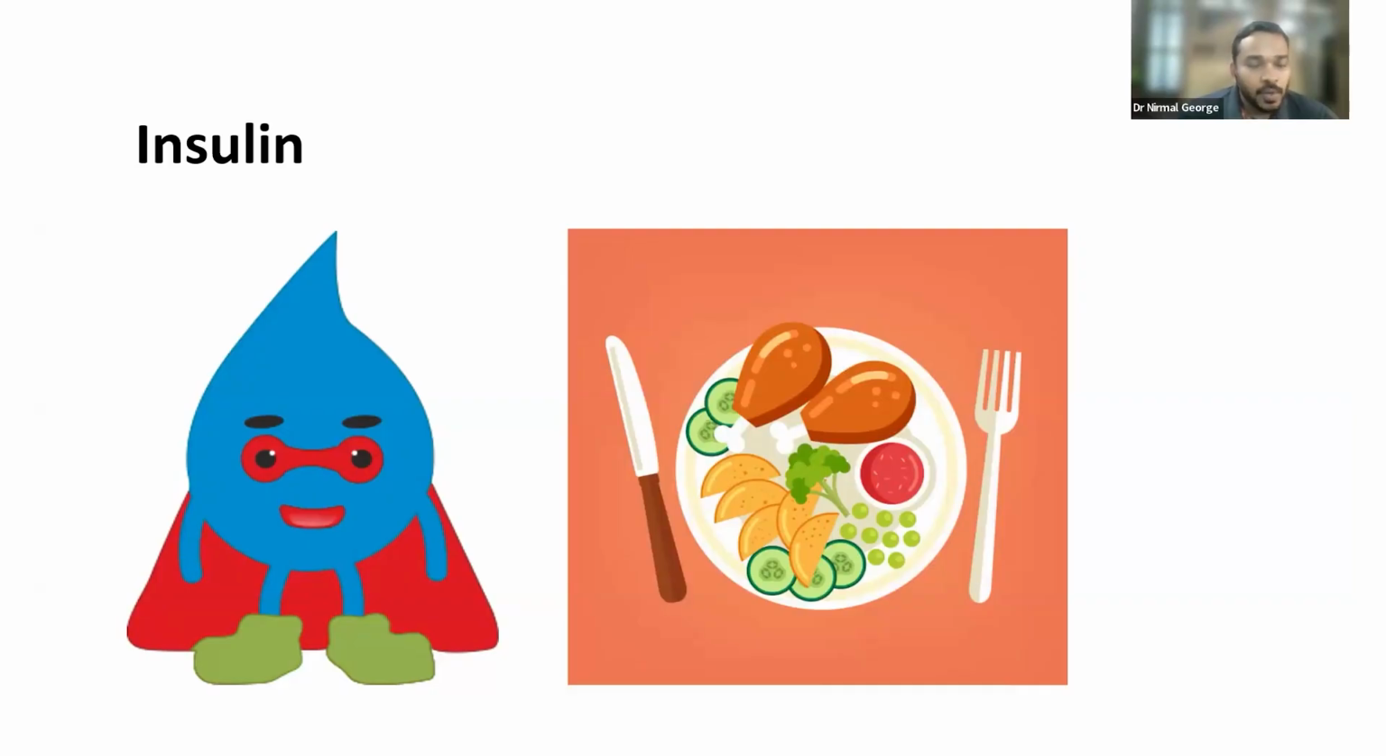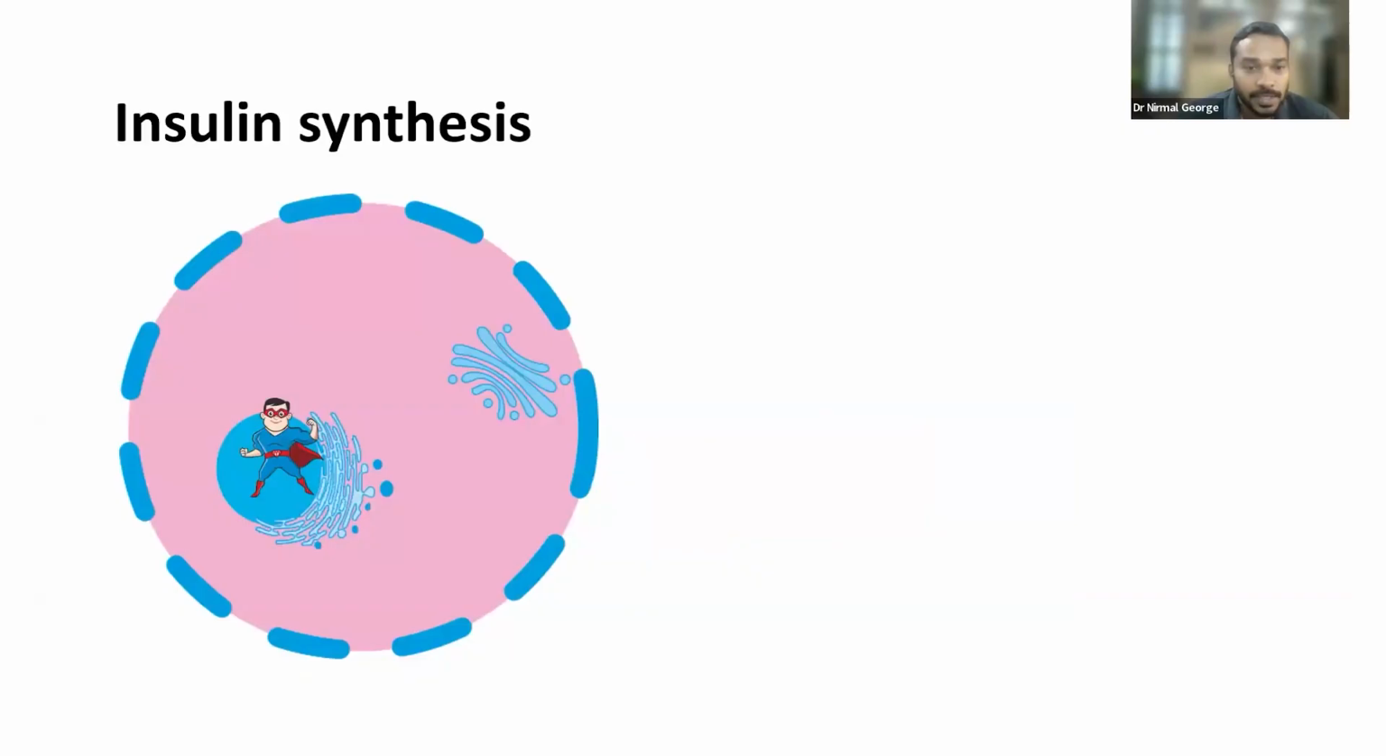And also when you have food in your gastrointestinal tract, the gastrointestinal tract will produce some hormones which are known as incretins. So there are 2 incretins which are released from the gastrointestinal tract. One is glucagon-like peptide 1 or GLP-1, and also gastric inhibitory polypeptide, which is called GIP. And this is also a stimulus for insulin release.